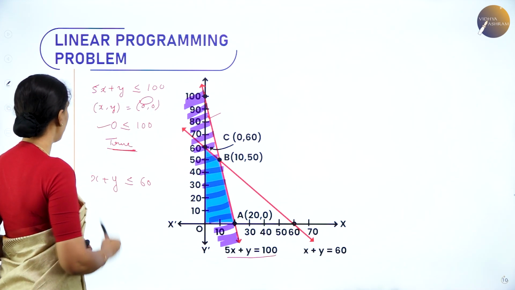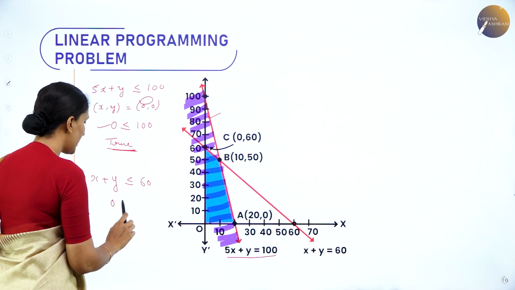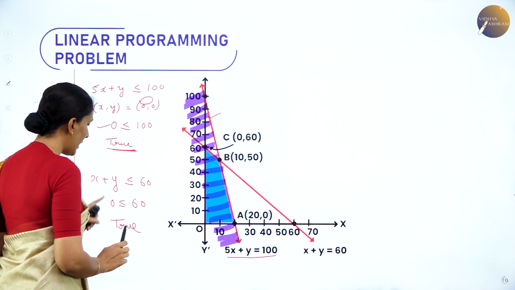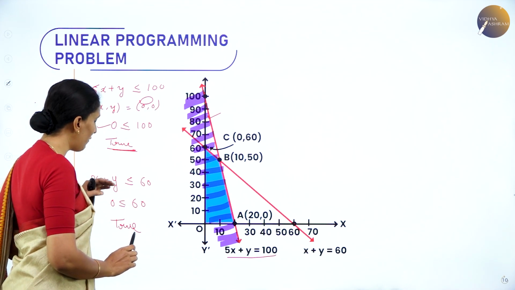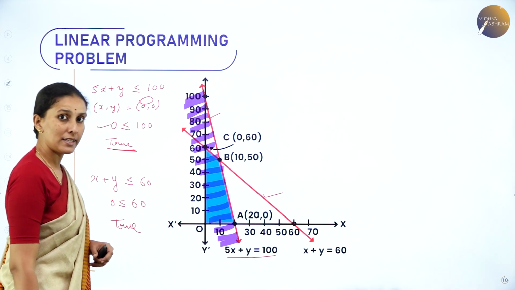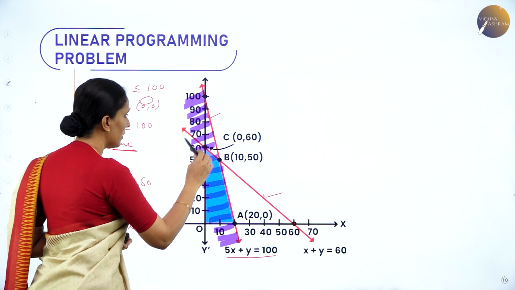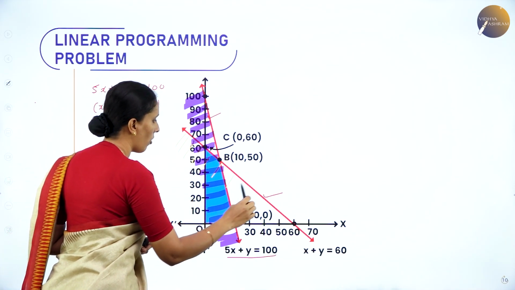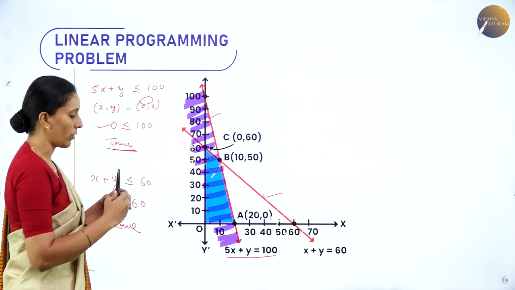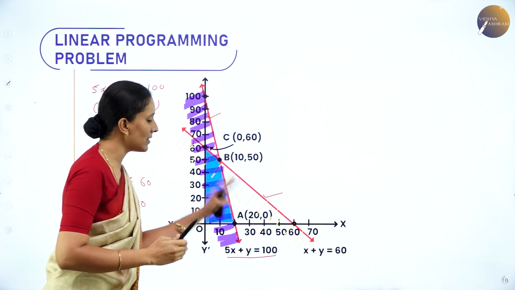For the next line, now let us take 0 comma 0, we get 0 less than or equal to 60, which means it's a true statement. Again, the region containing 0 will fall as the solution for the line x plus y is equal to 60. So therefore here, this will act as a solution for the given line. The region below the line will act as a solution.